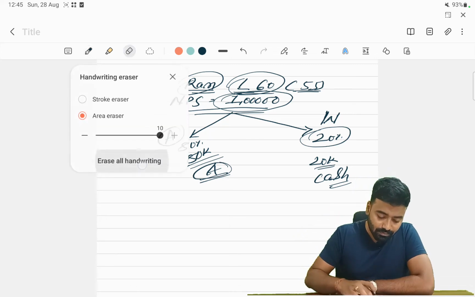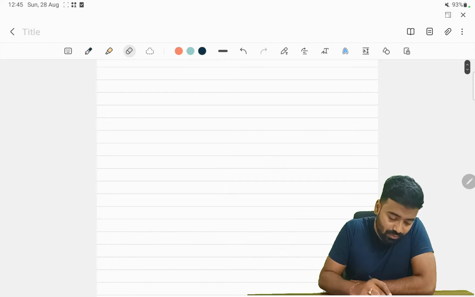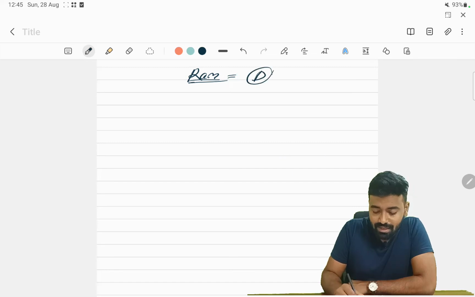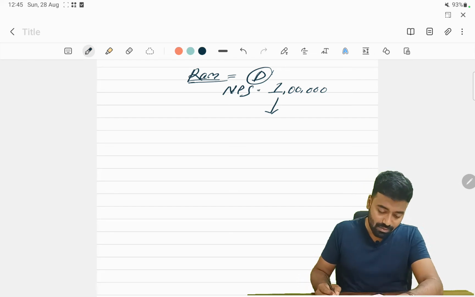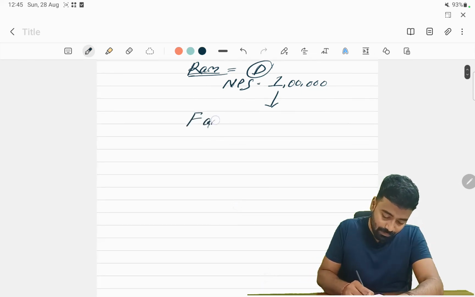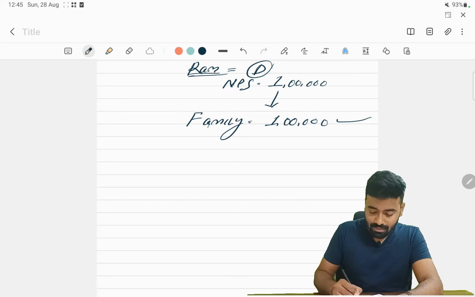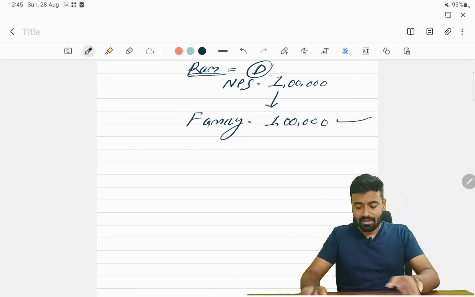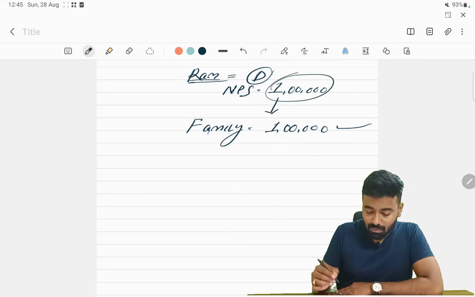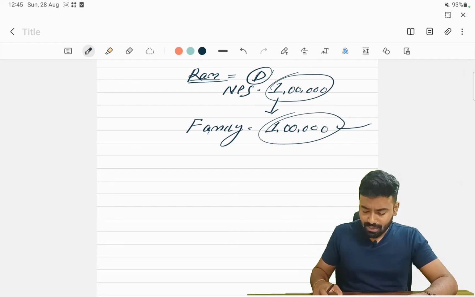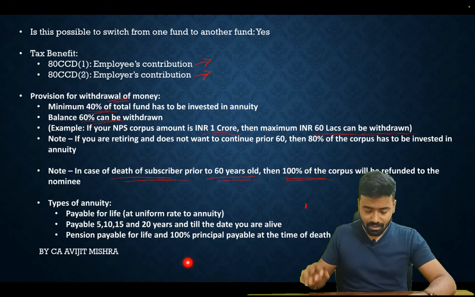Okay, the third scenario, what is happening actually? In the third scenario, Ram is a person who has died, and he has an NPS corpus of 1 lakh rupees. In such a case, his family will get the entire amount of money. That is the third scenario. So whenever Ram is dying and has 1 lakh rupees in NPS, the entire 1 lakh rupees goes to his family's account, so that they can at least sustain and live their life. So these are the 3 scenarios I was discussing.